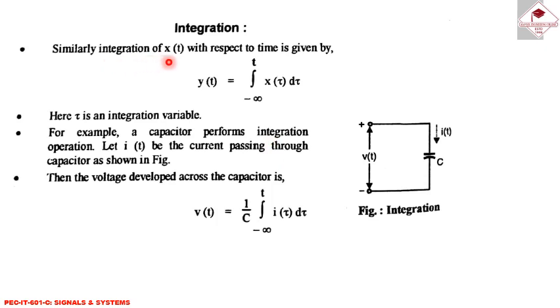Similarly, the integration of x(t) with respect to time is given by y(t) is equal to the integration from minus infinity to t of x(tau) d tau. So here tau is the integration variable. For example, a capacitor performs the integration operation. Now let i(t) be the current passing through this capacitor as shown in the figure, and the voltage developed across the capacitor can be written as v(t) is equal to 1 divided by C times the integration from minus infinity to t of i(tau) d tau. So in this way the integration operation is performed.